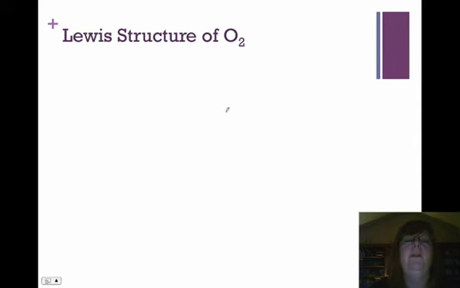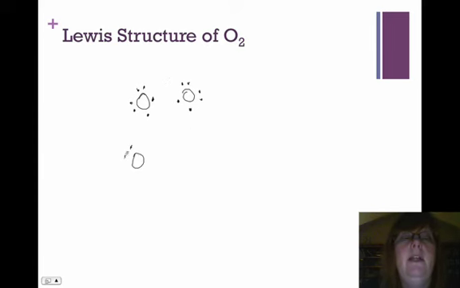Okay, O2. Well, it has 6 valence electrons. If you look at your periodic table, you'll see that it has 6. There we go. All right. Both of these oxygen atoms need 2 more electrons so that they each have an octet. And so what happens is they share 2 electrons.